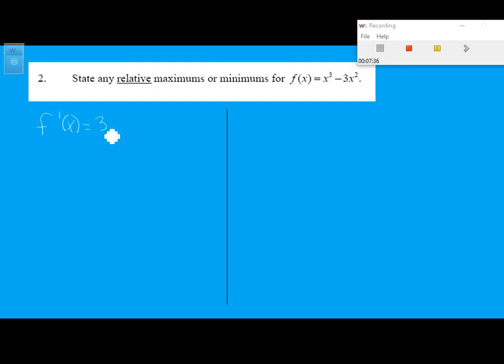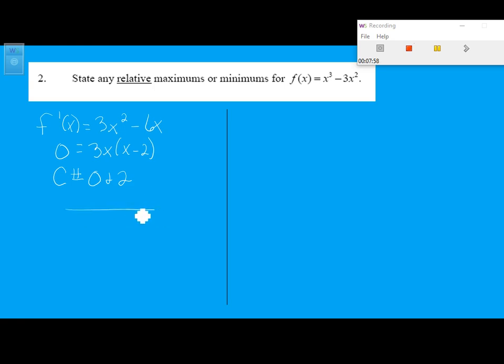Let's find the first derivative, 3x squared minus 6x. Let's factor out a 3x, which leaves an x minus 2. And we're going to set that equal to 0. So I'm going to get critical numbers to be 0 and 2.